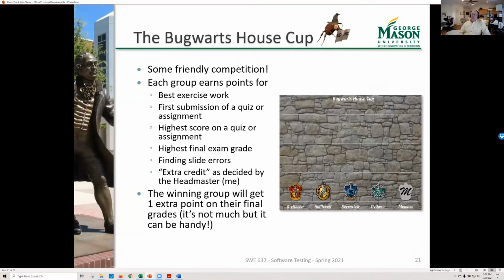So each of those 5 groups will earn House Cup points for the best work on an in-class exercise, the first submission of a quiz or an assignment, the highest score on a quiz or an assignment, the highest final exam grade, fixing slide errors gets you there, and then the group with the highest score at the end of the semester gets 1 extra point on their final grade. And 1 extra point might not seem like much, but if you had an 89.1, that 1 extra point can make all the difference. So just trying for a little fun.